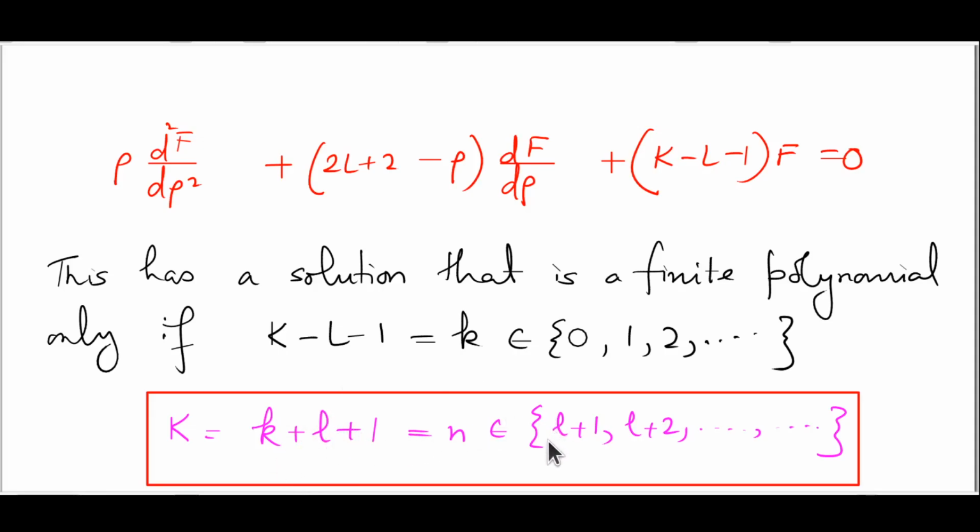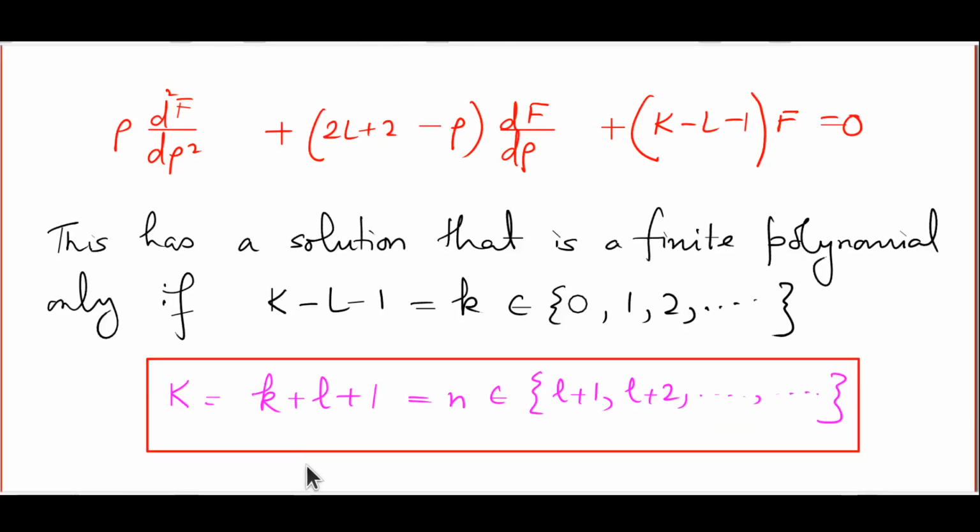So l already is an integer. What we can see here is capital K can take values which are l plus 1, l plus 2, l plus 3 and so on. And this is what we call the principal quantum number and label it by n. Let me remind you that capital K is related to the energy. So the fact that capital K can only take some positive integer values tells you that energy must be quantized. We will look into that soon, but before that let me just take a look at what the wave function is going to be.